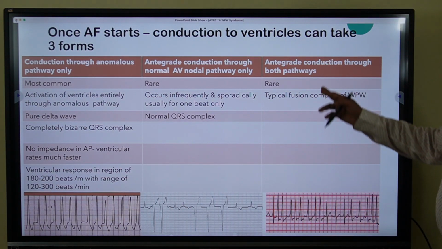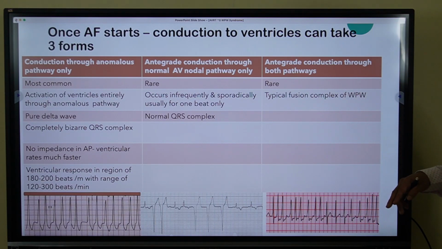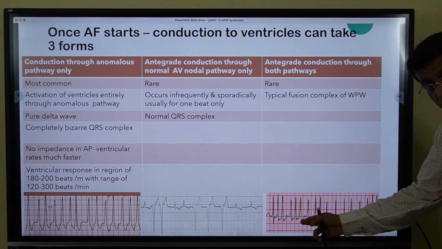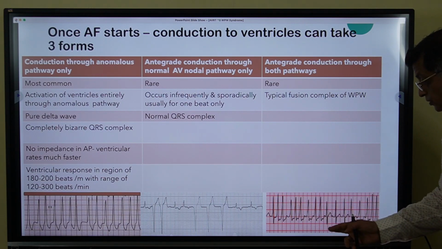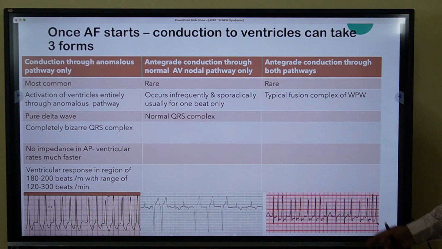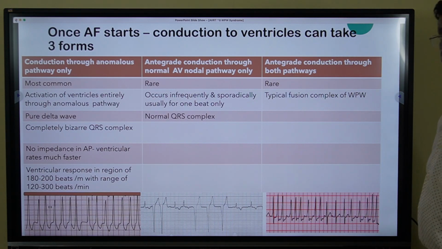And lastly, antegrade conduction through both pathways. So sometimes the antegrade conduction is through the accessory pathway giving the wide QRS complex, and sometimes it is through the normal AV conduction system giving rise to a narrow QRS complex, and sometimes there is a fusion. So this is the typical fusion complex of WPW.